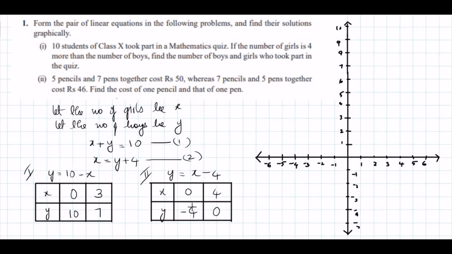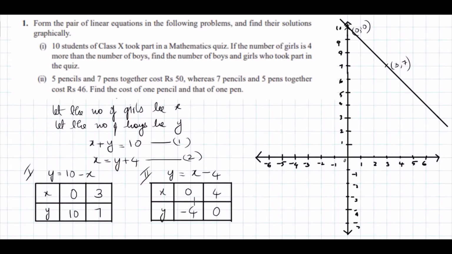So now plot these points on the graph. For the first equation it is x 0 and y 10. So this is the first point 0, 10. Now the second solution is 3, 7. So x is 3 and y value is 7. Now draw the straight line for the first equation. So this is the straight line for the first equation.